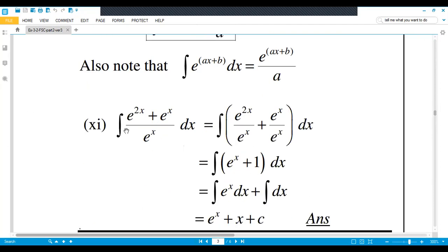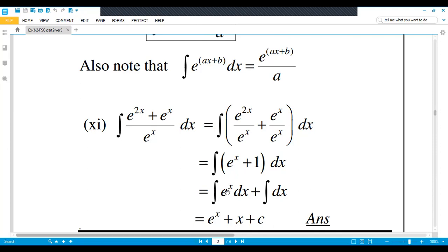Come to the ninth part. In the ninth part, you have been given e power 2x plus e power x over e power x dx. This e power x will divide with each value. When divided with each value, when you shift it to the numerator, it will be e power minus x. So 2x minus x is x. This one cancels, it is 1.